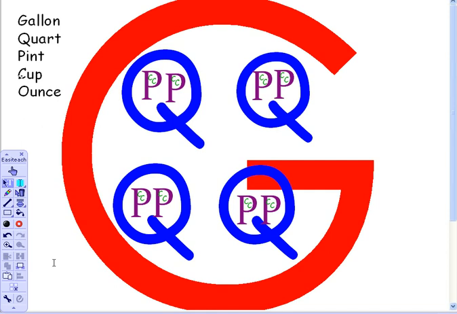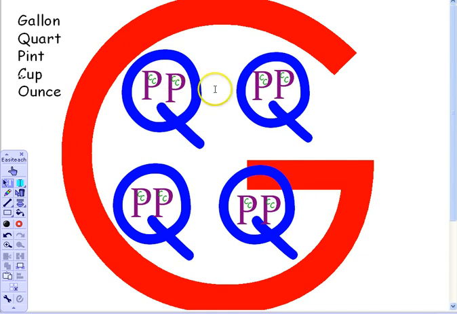The largest thing we have is a gallon. Gallons break down into quarts, pints, and cups, and then we even get as low as ounces. This is called the big G, okay? You might have seen the gallon man before. This is our big G. The big G stands for gallon.